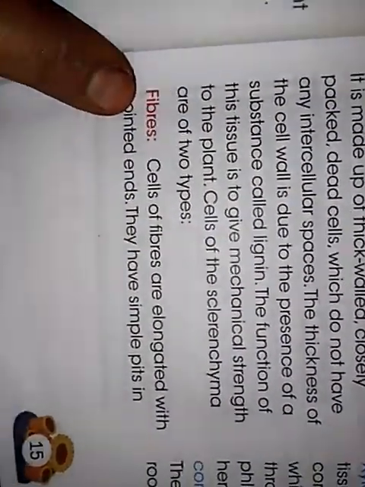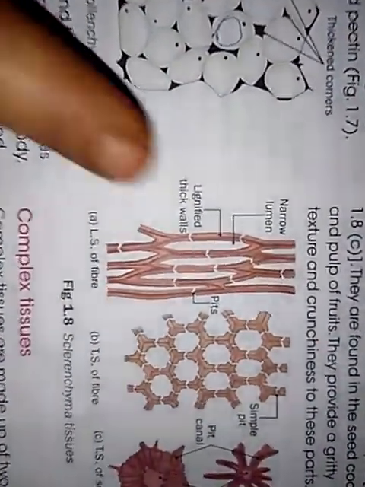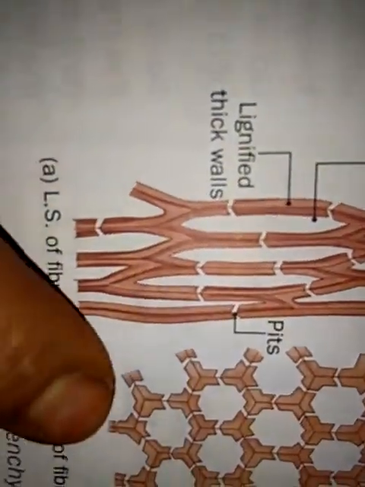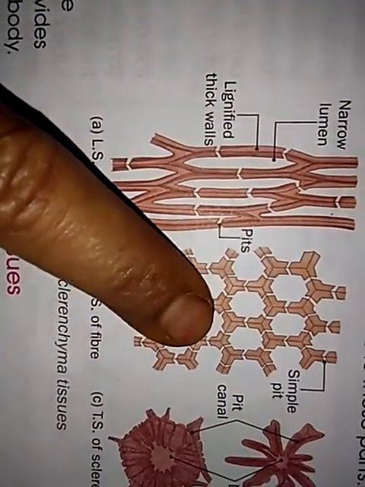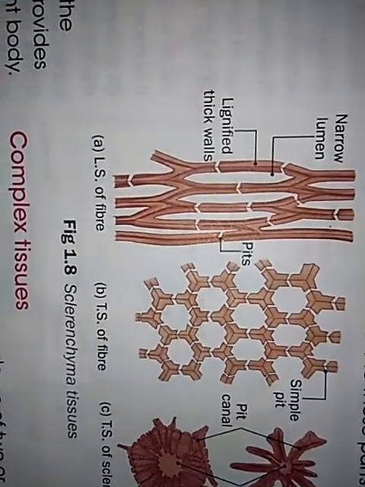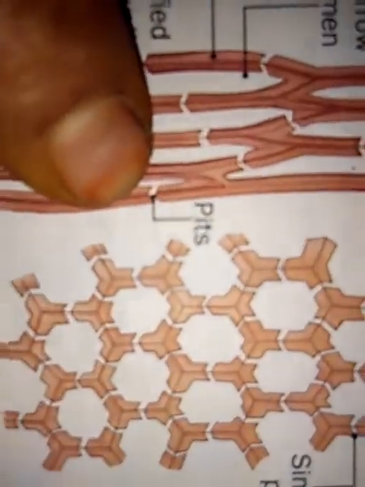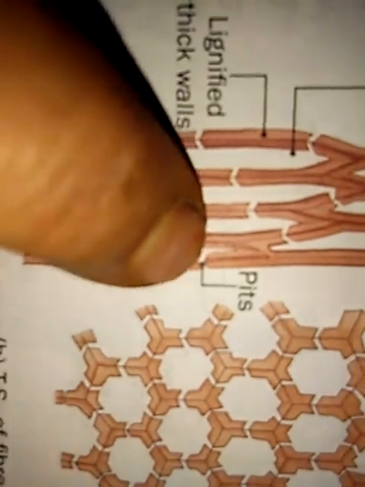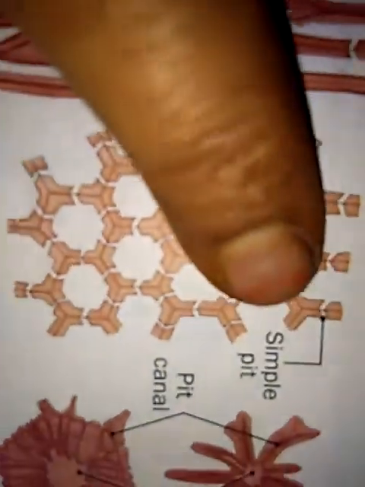See, fibers are made up of elongated cells. See the picture. They have small pits in their wall. In the fiber, the cell wall has small pits present. See the picture, small pits are present.